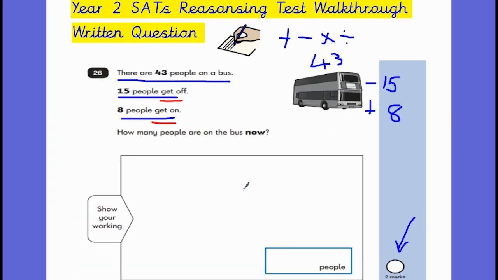Okay, guys, so for this question, it's another worded question, and it's a 2-mark question, because there's going to be 2 steps to this problem. You can see it's a 2-mark question down here, and that usually means there are 2 things to do. So it's a worded problem, and we need to work out what the maths is it's asking us to do.